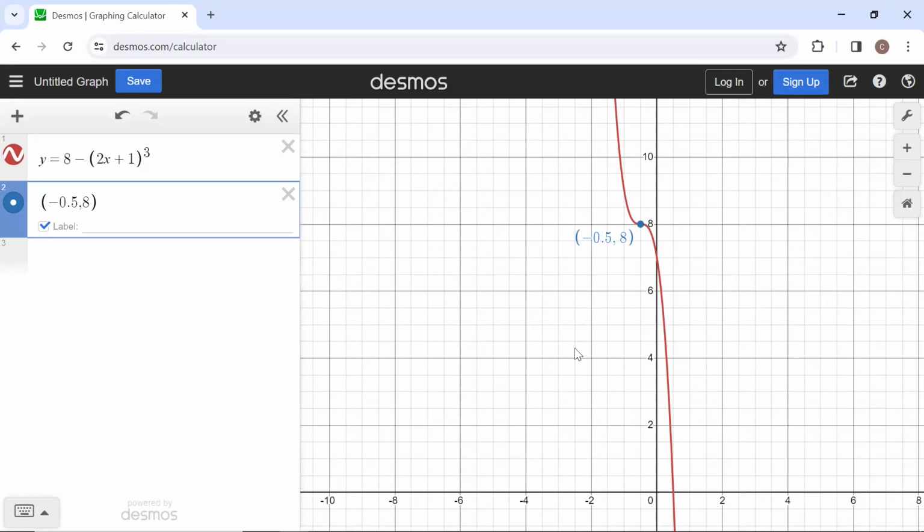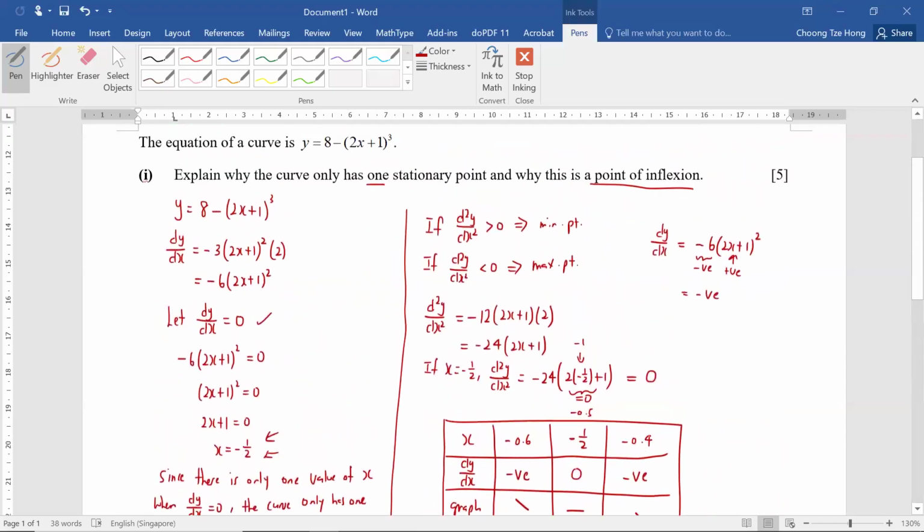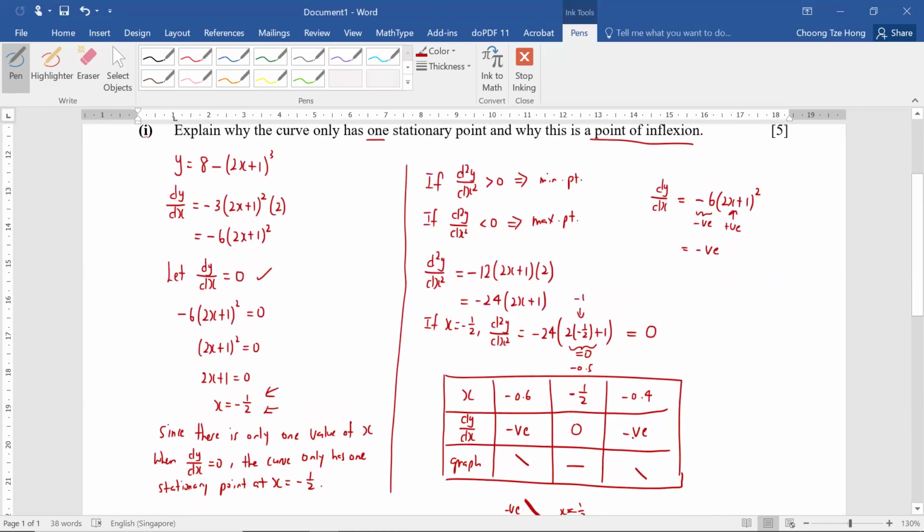So this is a clear example of a question whereby the second derivative test is not sufficient for us to find the nature of the stationary point, because for the second derivative test, d2y/dx squared is 0. So you need to fall back on the first derivative test.